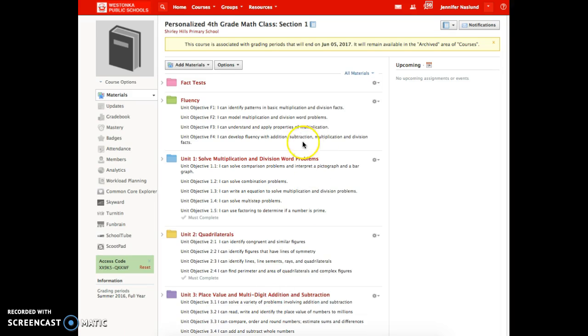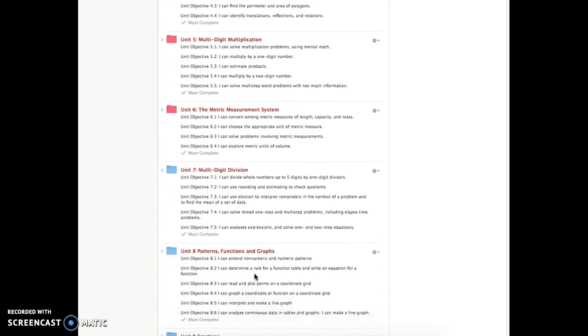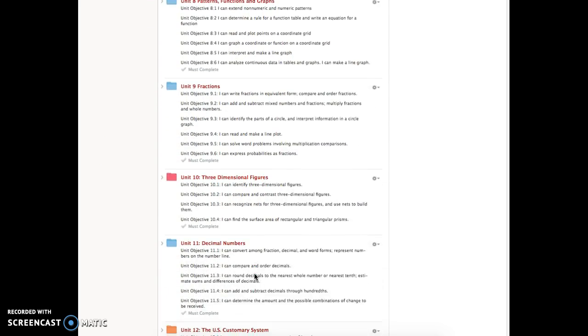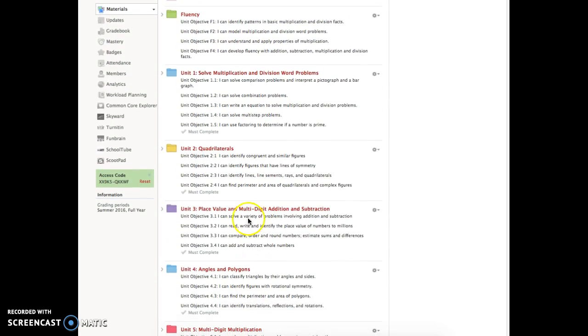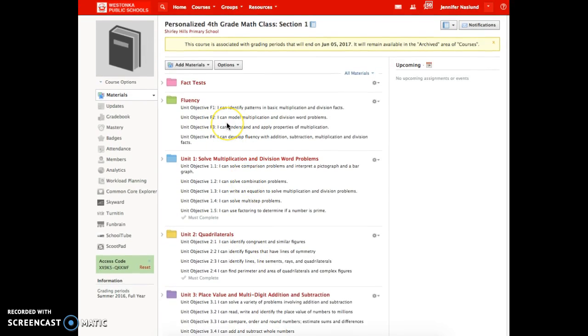So what we did is for each unit, we created a folder. We have 12 units in our math curriculum that we cover, and you'll notice that we have our unit objectives written in front of each folder so the kids know our objectives right from the start.